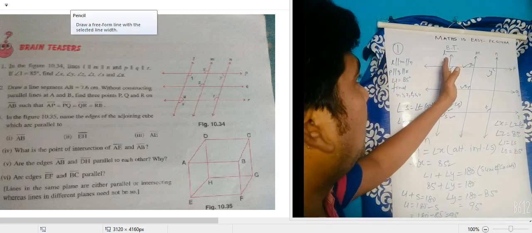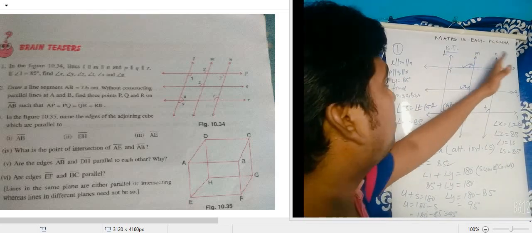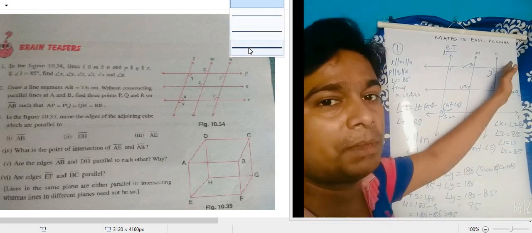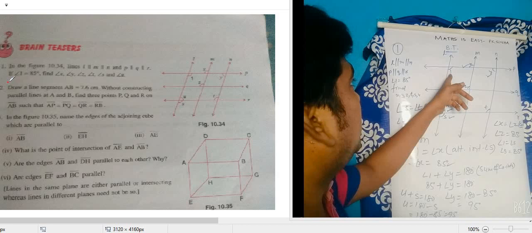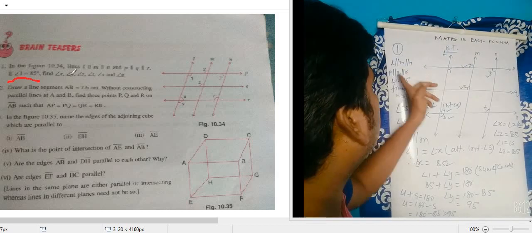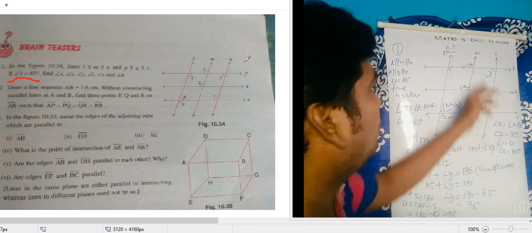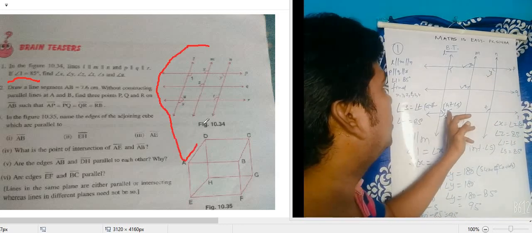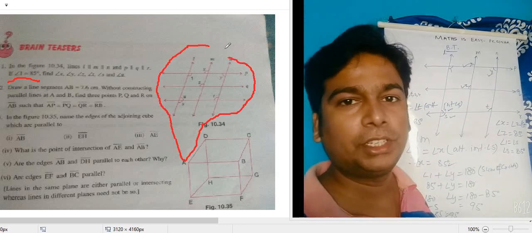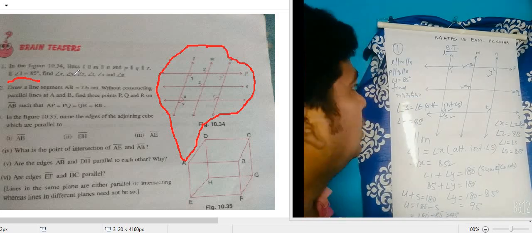The very first question is: line L is parallel to M and M is parallel to N. This is given. P is parallel to Q and Q is parallel to R. This is also given. Also, see angle 1. Angle 1 is given, it is equal to 85, and you need to find X, Y, Z, then S, U and T. So we will discuss each one by one.